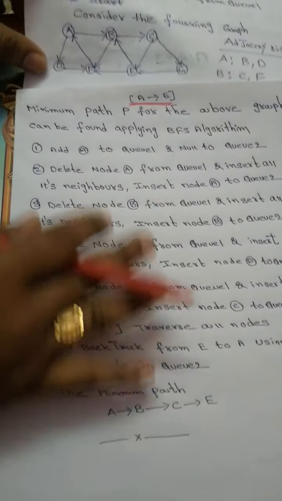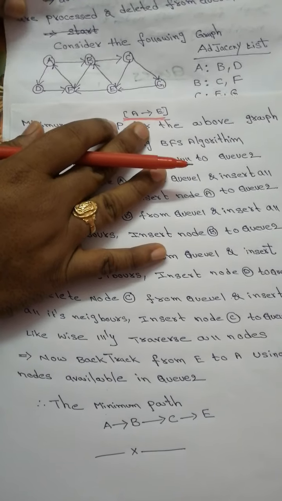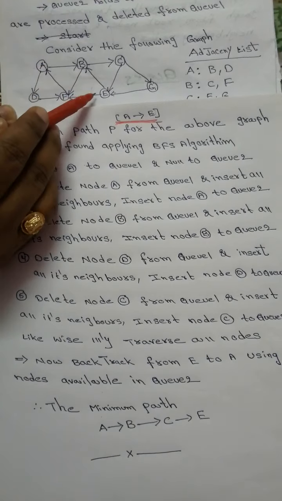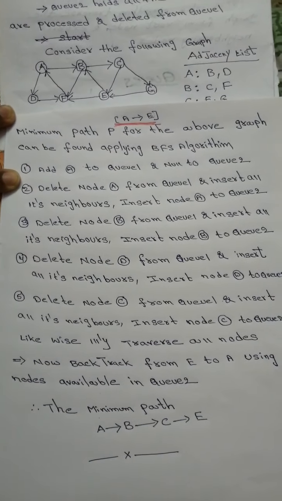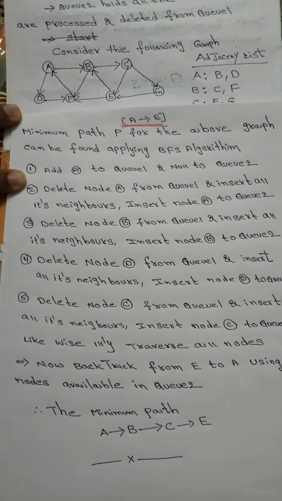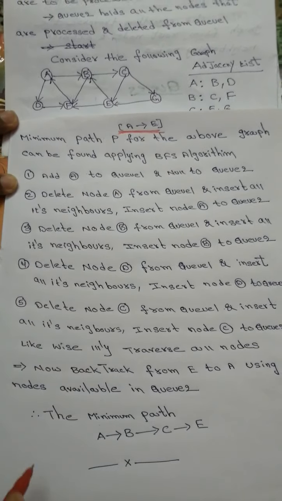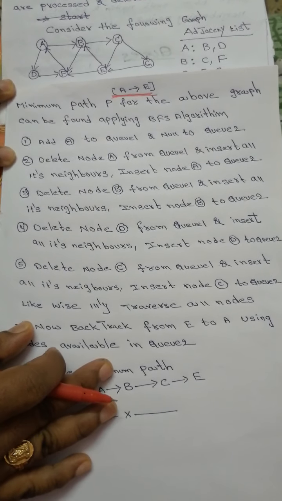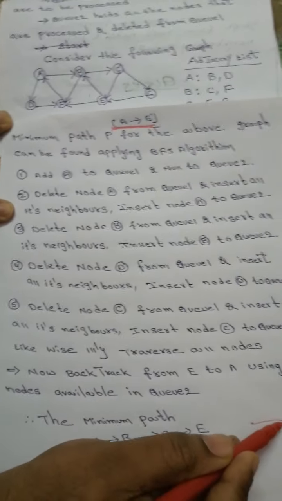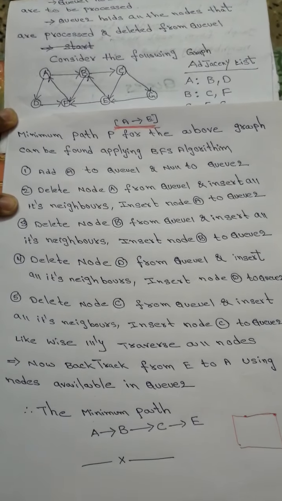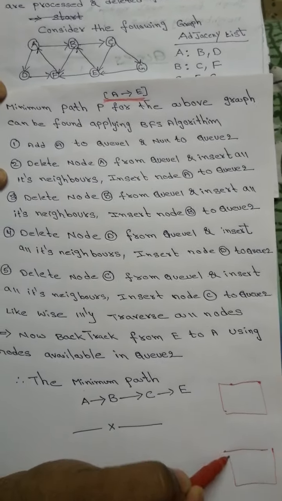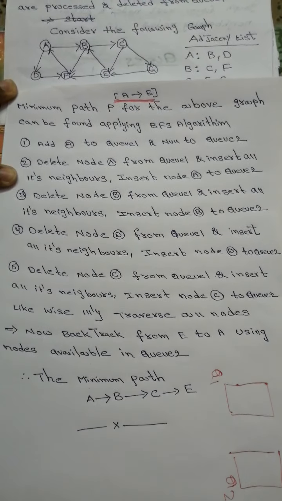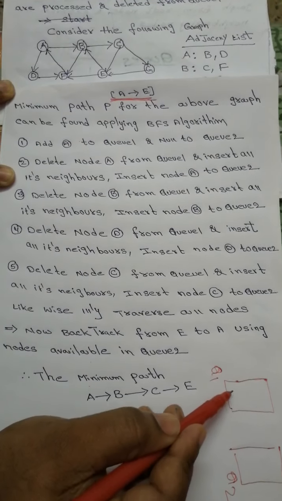This is the graph we are having. In this graph, we need to move from A to E. That should be a minimum path. Now, first add A to Q1. So that is the graph, add A to Q1, taking a queue structure, two queues, Q1 and then Q2. So now add A.